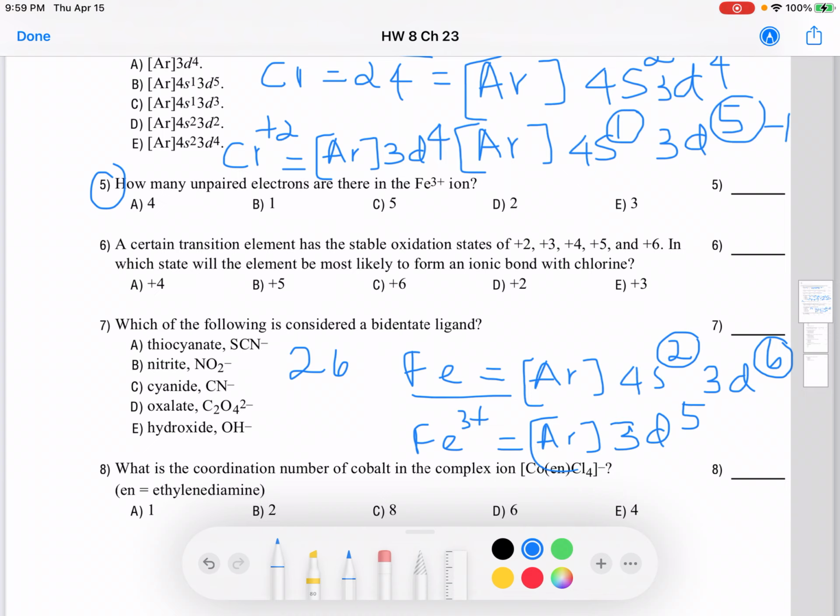So 3d5 means you have 5 electrons in the 5 d orbitals, 1 2 3 4 5. Okay, so there are 5 electrons, 1 2 3 4 5. So these are all unpaired electrons. So how many unpaired electrons are there in the Fe3 plus ion? That's going to be 5 unpaired electrons. Okay, number 6.